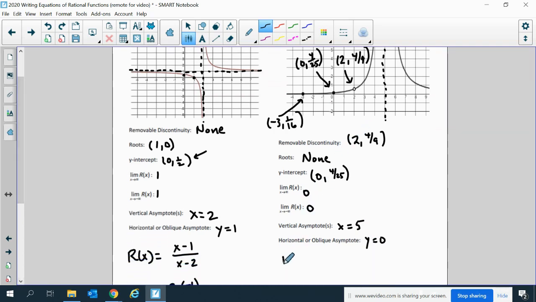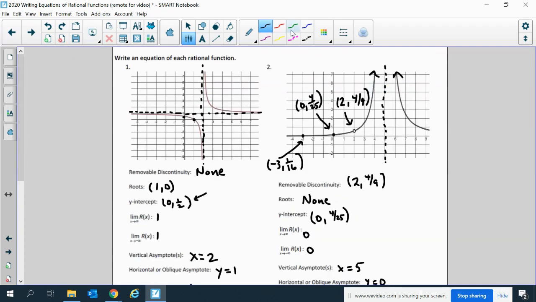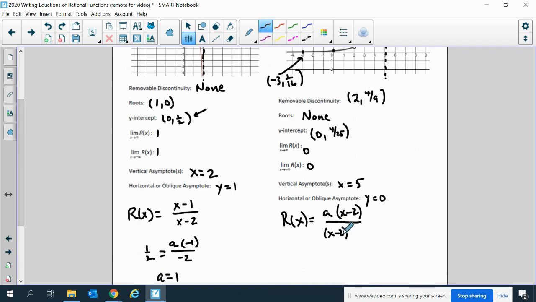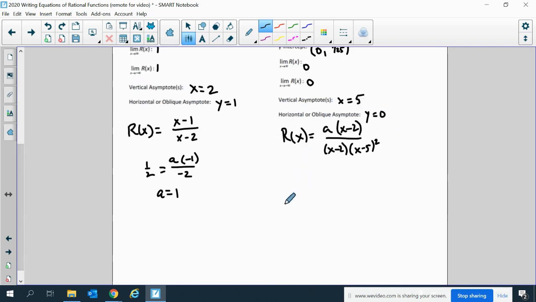Now, let's write some sort of function. R of x equals a times, we know there's a hole at 2, so we need x minus 2 over x minus 2. Then I have a vertical asymptote at 5, but notice that the function goes off to positive infinity in both directions. Because it goes off to positive infinity in both directions, that means that the multiplicity of that asymptote is 2. So I need to have x minus 5 squared in the denominator. So this is my function. I just need to figure out what a is.